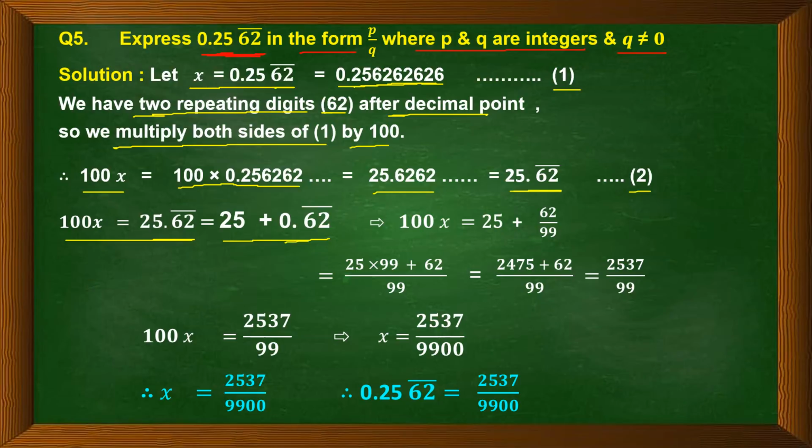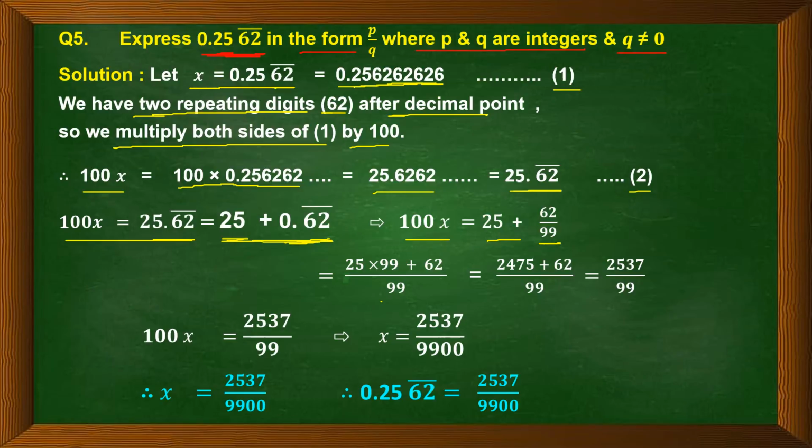Now this 0.62 bar has become a pure recurring decimal. So what we have done is basically from the mixed recurring decimal, we have converted it into a pure recurring decimal. 25 is as it is and 0.62 bar is a pure recurring decimal because all the digits after the decimal point are being repeated. Now we shall apply the rule method over here. So we shall write 100x is equal to 25 plus 62 upon 99. Why? Because 62 as it is in the numerator will come, and since two digits are being repeated after the decimal point, we write 99 in the denominator.